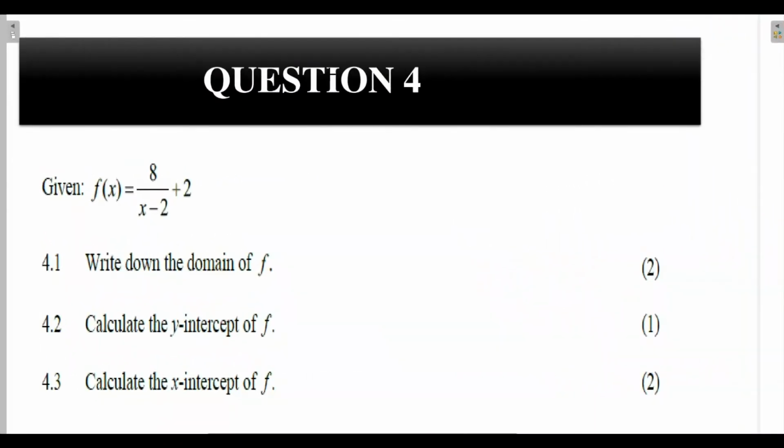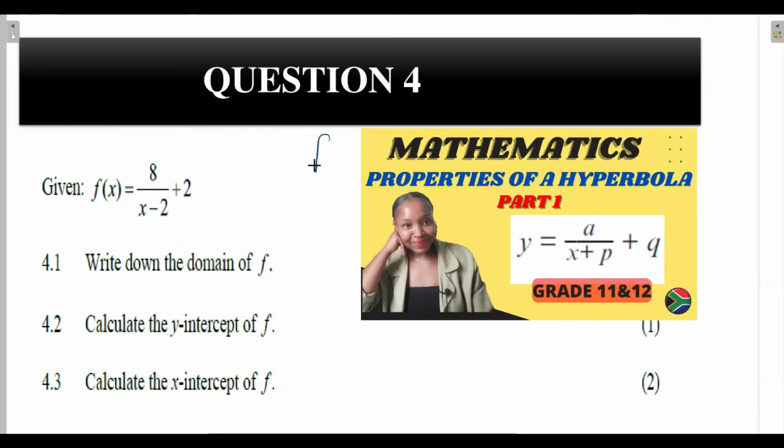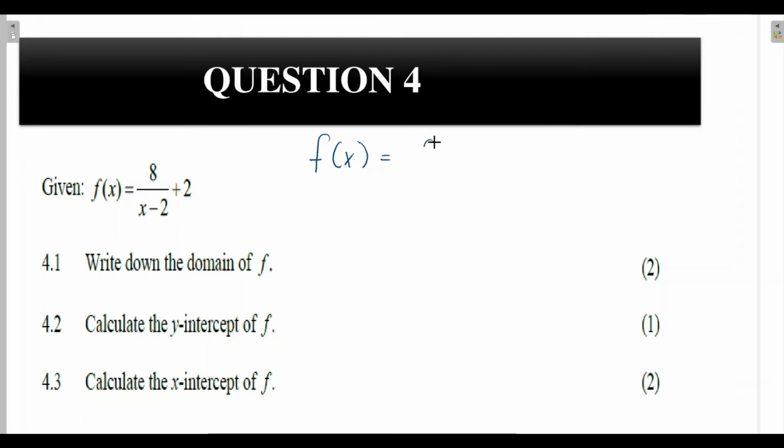Question 4, we are given f of x equals 8 over x minus 2, plus 2. From here, you should be seeing that this is actually a hyperbola. If you can't see that this is a hyperbola, please make sure that you watch this video. A hyperbola is given in the form of f of x equals a over x plus p, plus q. So this function is in that form, so we can see that we are actually dealing with a hyperbola. 4.1, write down the domain of f.